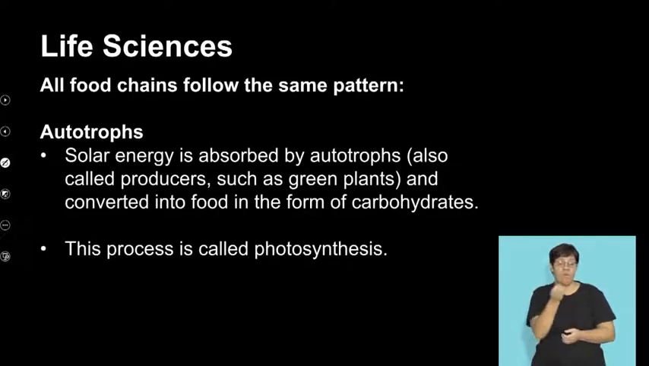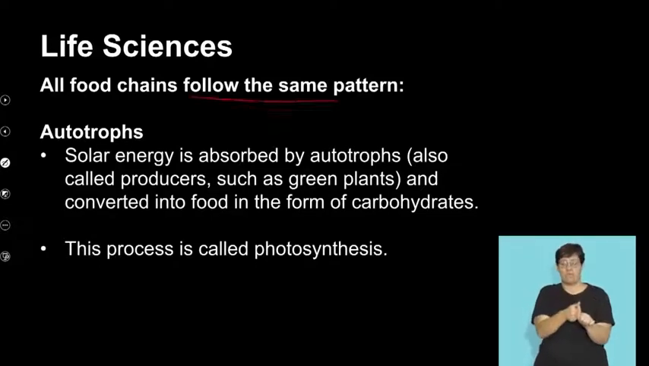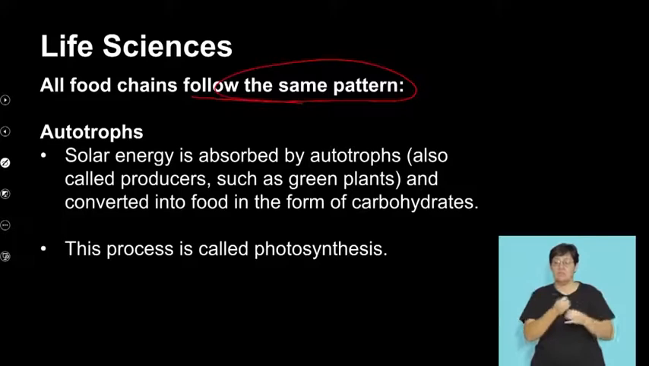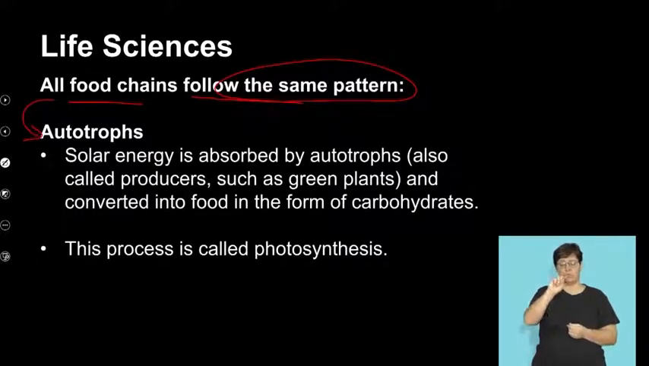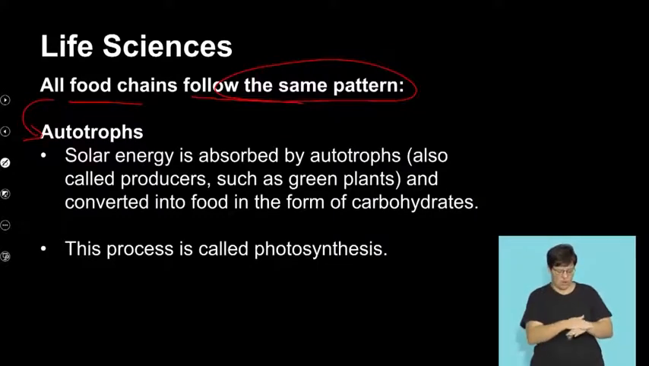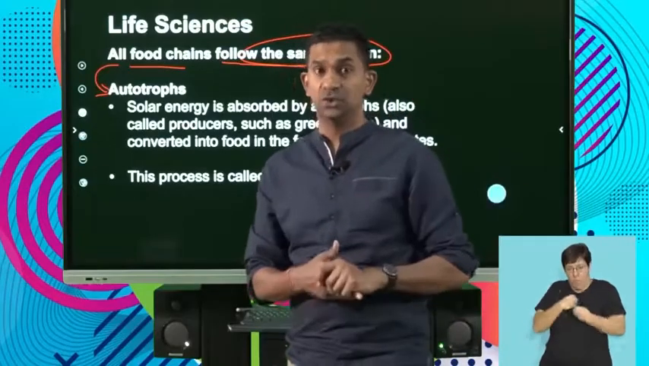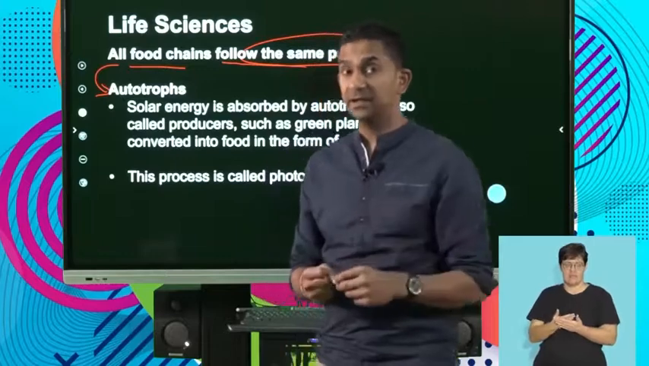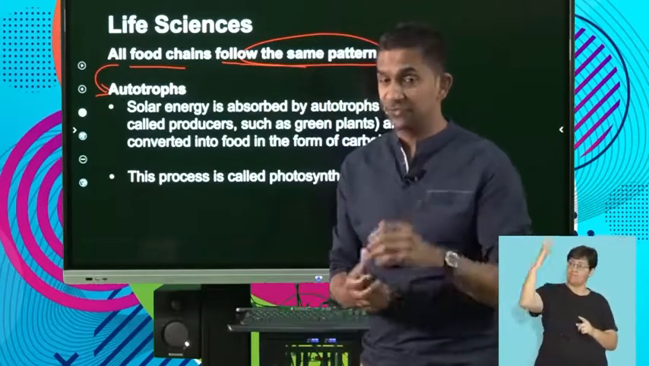In all food chains, it's important for us to be able to follow a pattern. And it often starts with food chains having autotrophs right at the bottom. An autotroph is essentially an organism that is capable of producing its own food. And plants do that by being able to photosynthesize.